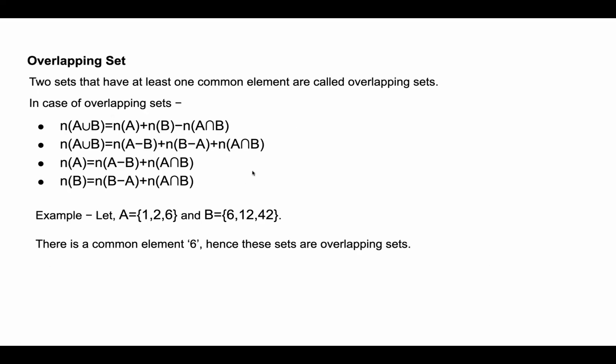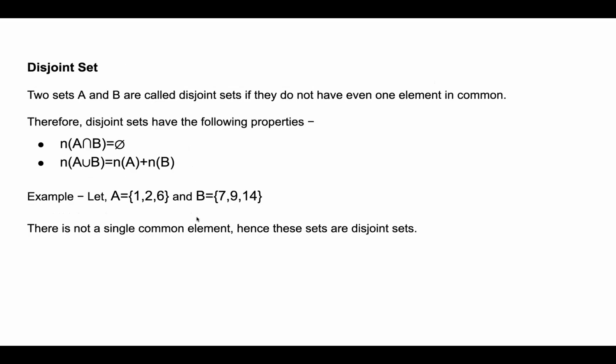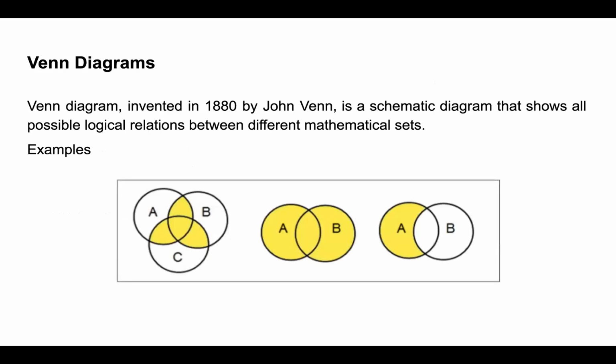Then overlapping sets are there. In that, at least one element should be common in both the sets. Here in A and B, we can see 6 is the common element. So these two sets are overlapping. Okay. The next is disjoint set. Disjoint set means what? No any element is common in two sets. That is known as disjoint sets. Totally different sets are there.